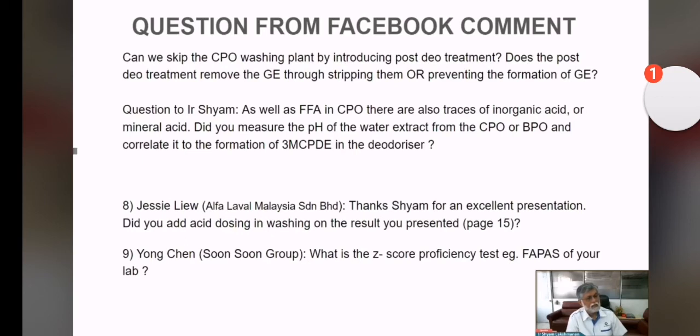For the second question, CPO with inorganic acid: the CPO shouldn't have any inorganic acid or mineral acid in it. As I mentioned earlier, when we do washing, we do consider mildly acidifying the wash water so that it aids in removal of some of the minerals in the CPO, so that we get better quality of washed CPO. It does some mild degumming, and that's why you see some of the phosphorus and other impurities removed together with that wash water.